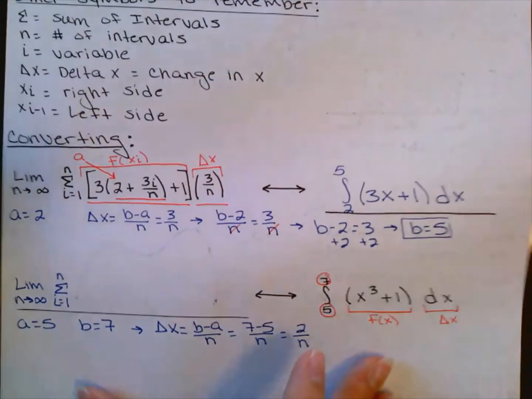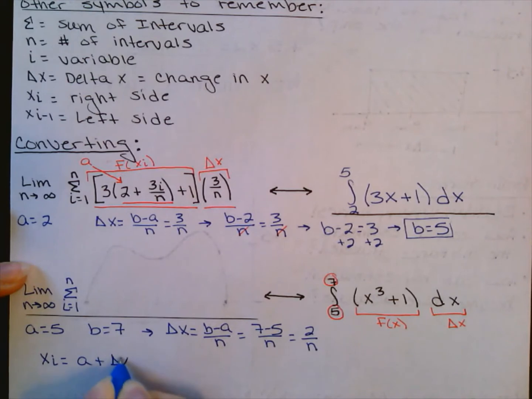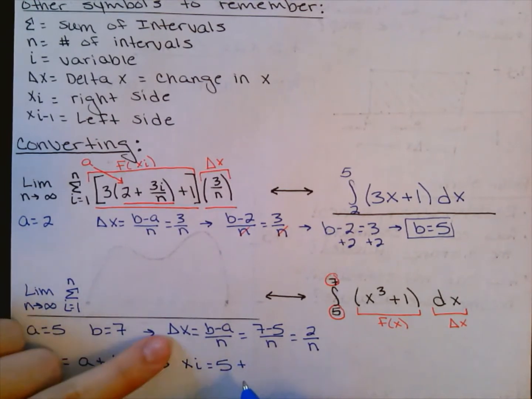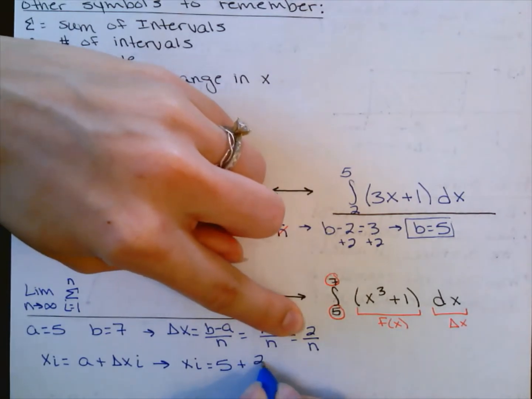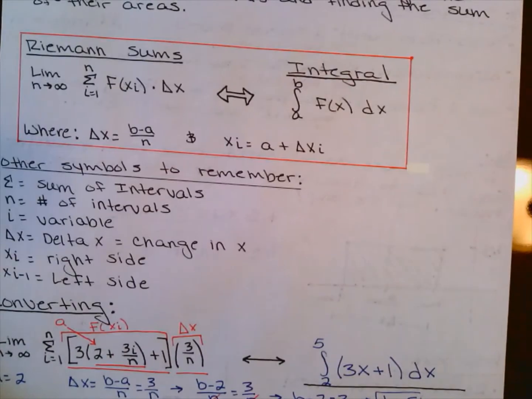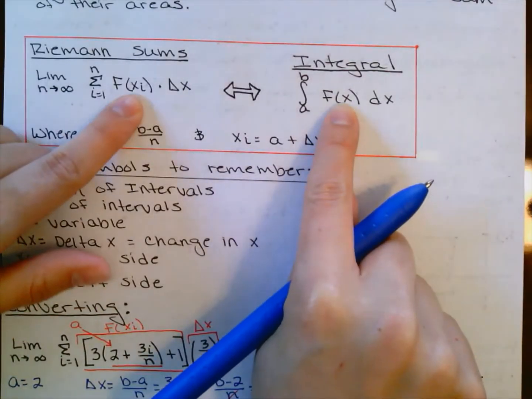So that means x sub i, if it's a plus delta x sub i, is going to become a was 5, plus delta x is 2 over n, and then sub i. Okay, so now my function, if it was x cubed plus 1, I'm going to replace that x with the x sub i.